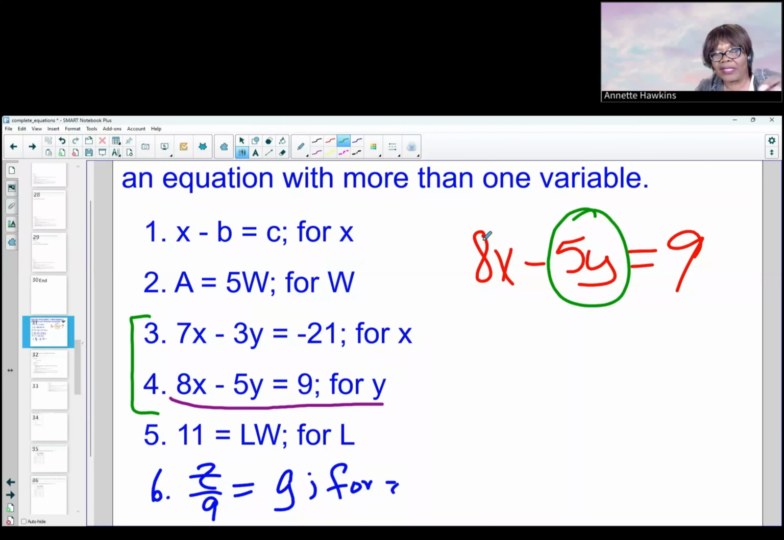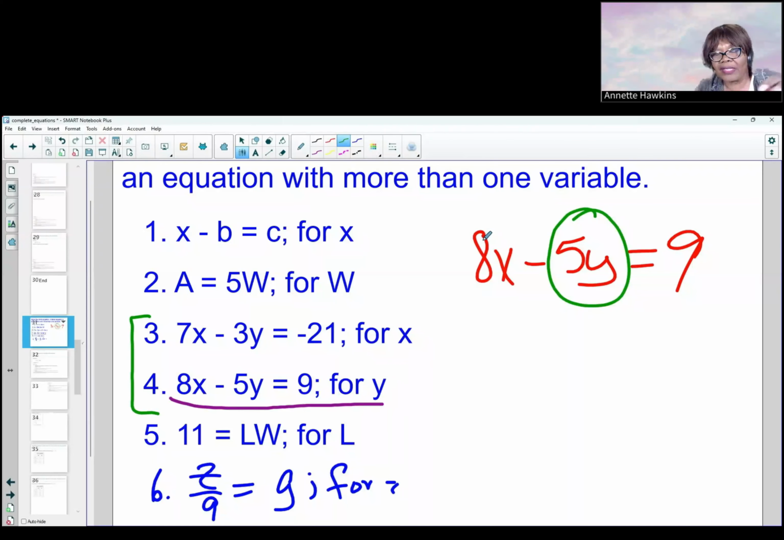So therefore, I'm going to subtract 8x from both sides. When I do that, I get negative 5y equals negative 8x plus 9. Now, when you're dealing with literal equations, you won't be able to combine anything. That's okay. So I just want you to know that. We can't combine negative 8x and 9 because they are different.